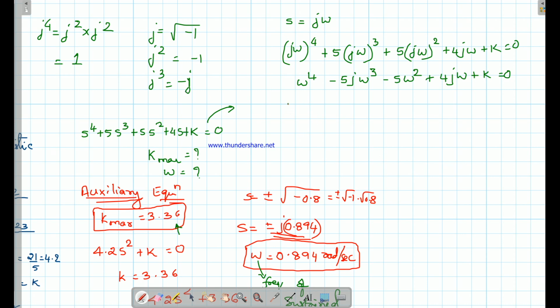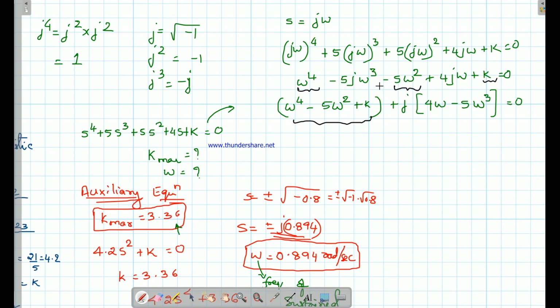The real part would be omega to the power of 4 minus 5 omega square plus K, plus j into 4 omega minus 5 omega cube equals 0. The real term is without j. Omega to the power of 4 is without j, minus 5 omega square is without j, and K is without j. So therefore these three terms are without j.